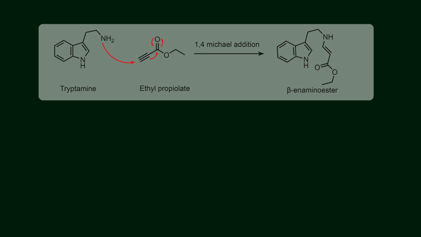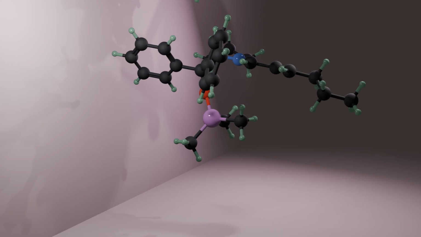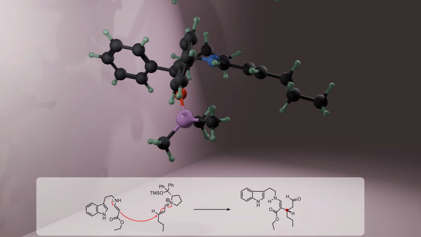First off, 1,4 addition of tryptamine to ethyl propiolate gives the expected beta-enamino ester. Next, the aldehyde and organocatalyst are added to the mixture. In this step, the secondary amine organocatalyst activates the alpha-beta unsaturated aldehyde by formation of an iminium intermediate and sets the stage for attack by the enamino ester formed in the previous step. Now look at the 3D model of the transition state.